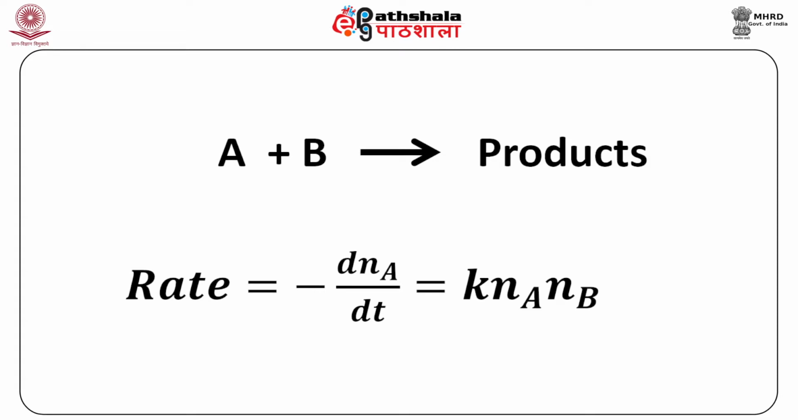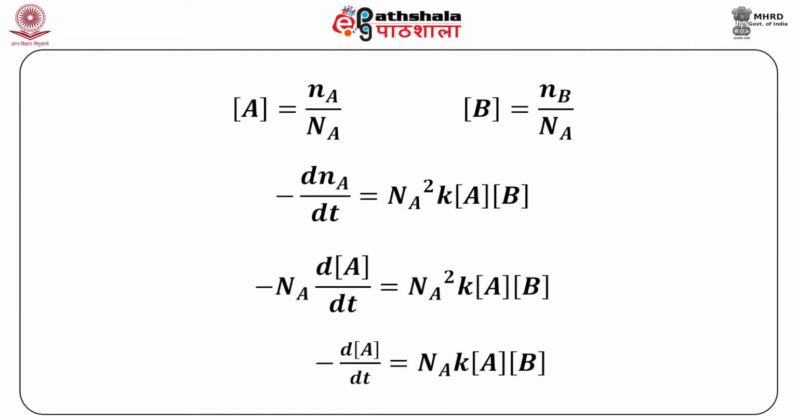Now for the reaction A plus B giving products, if we write the rate in terms of decrease in concentration of the reactants, we express the rate as minus dNA by dt, which is equal to k into Na into Nb as per the rate law. The concentration of A is equal to the number density Na upon Avogadro's number, and the concentration of B is equal to the number density of B upon Avogadro's number. So if we equate the rate with this equation, we get minus dNA upon dt equals Na square k into concentration of A into concentration of B. Simplifying this equation gives us minus d concentration A upon dt equals Na k into concentration of A into concentration of B.